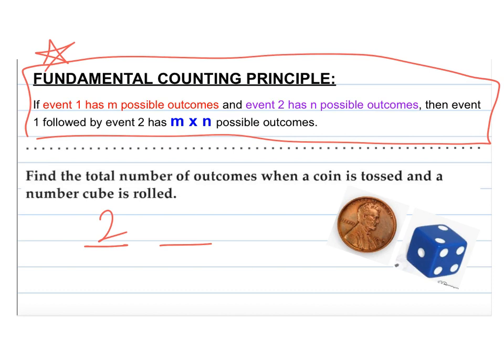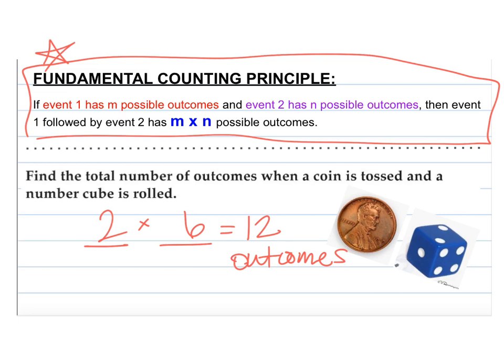A number cube, as in a 6-sided dice. Well, I could roll a 1, 2, 3, 4, 5, or a 6. That's 6 possible outcomes. So now I multiply those 2 numbers together. 2 times 6 equals 12 outcomes. If I had made a tree diagram, I would again find the exact same thing, that there's 12 possible outcomes. So this is a great way to be able to check that your tree diagram is correct.